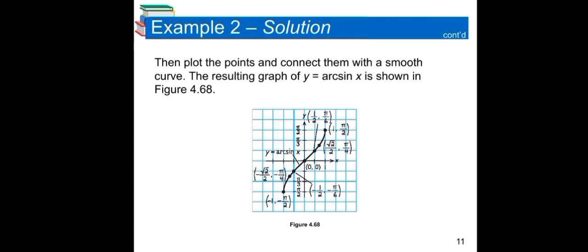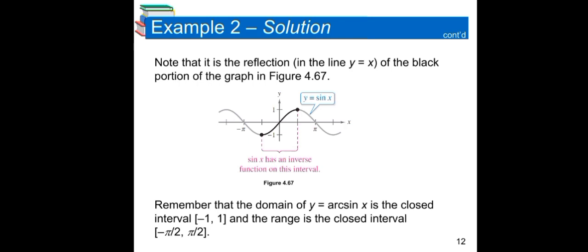Then plot the points and connect them with a smooth curve. The resulting graph of y equals arcsine x is shown in Figure 4.68. Note that it is the reflection in the line y equals x of the black portion of the graph in Figure 4.67. Remember that the domain of y equals arcsine x is the closed interval negative 1 to 1. The range is the closed interval negative pi over 2 to pi over 2.